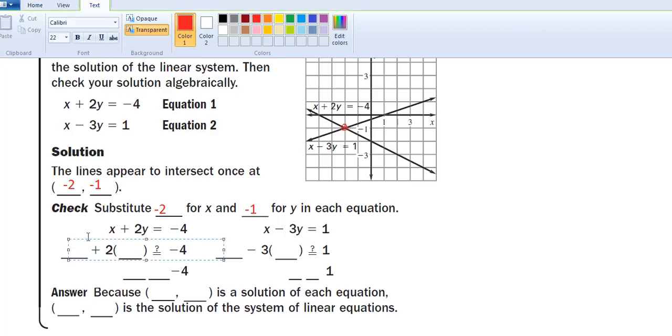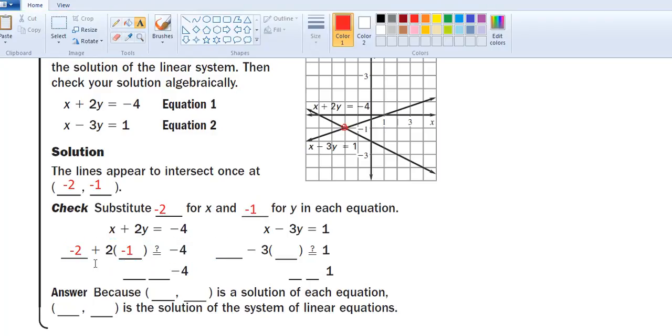Where there was an x was right there, because the original equation was x plus 2y. So we're going to put an x there. Where the y was, we're going to put a -1. Again, that's from what we think the solution is. And our question is, does this equal -4?